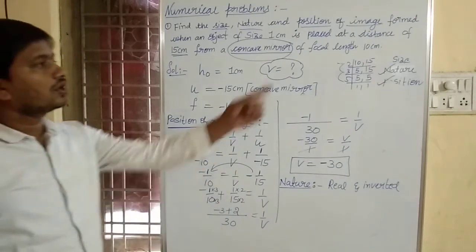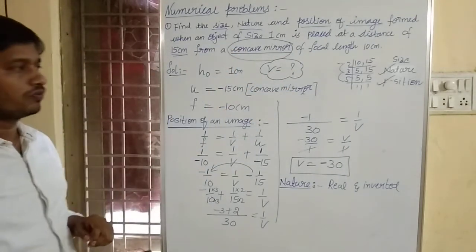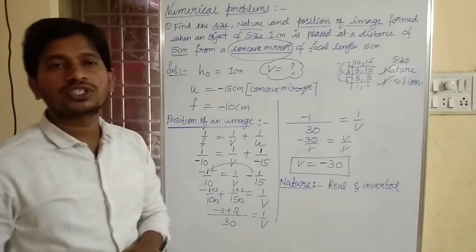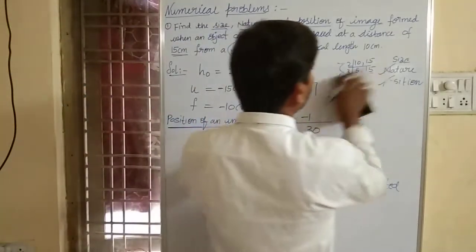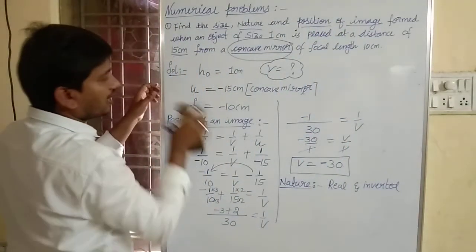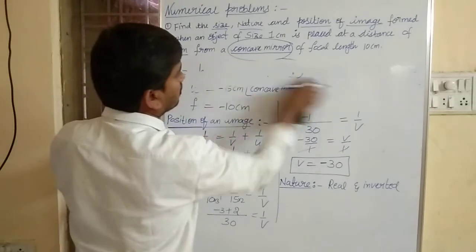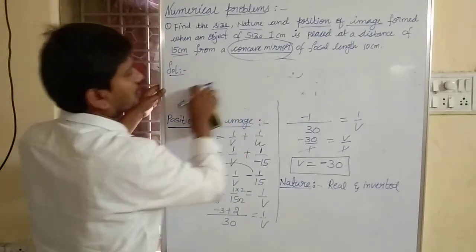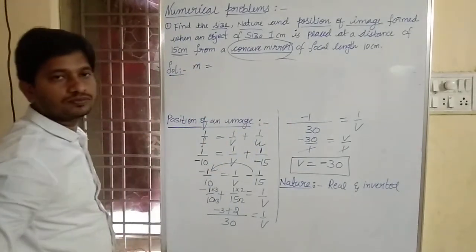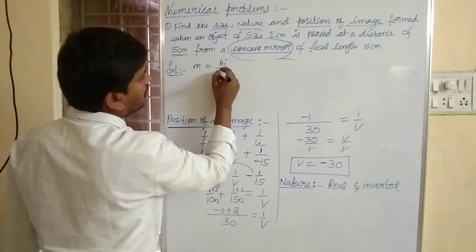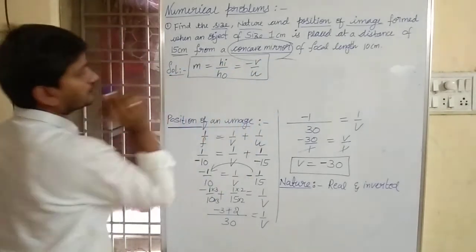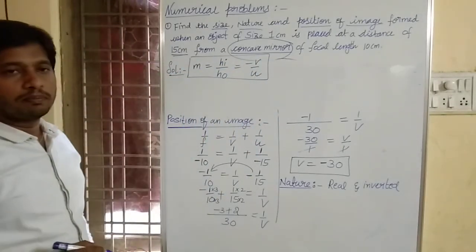Now what we have to find? Now we have to find the size of the image. For that we have to first find the magnification. What is magnification? Let me write it down. M equal to, we have the formula hi by h naught equal to minus v by u.